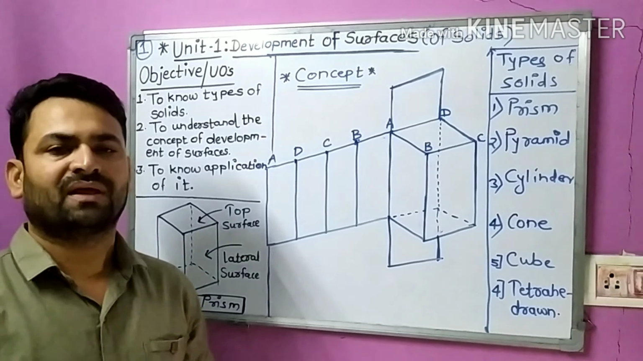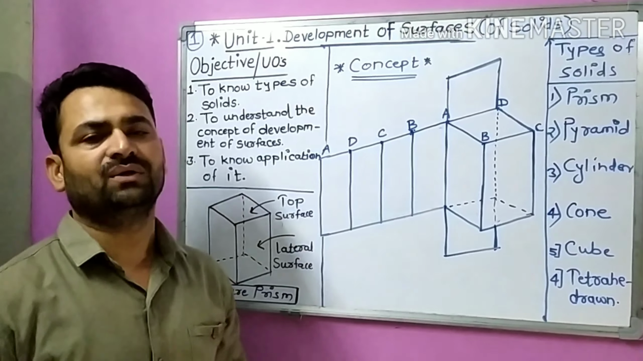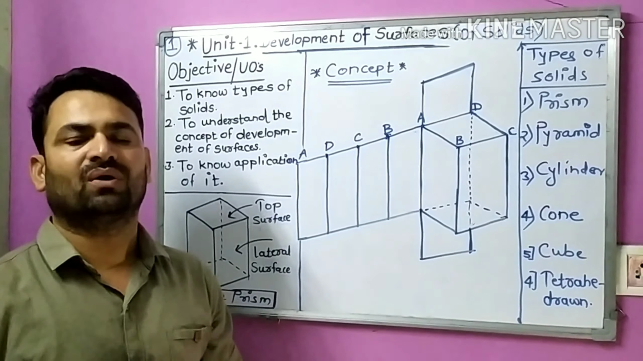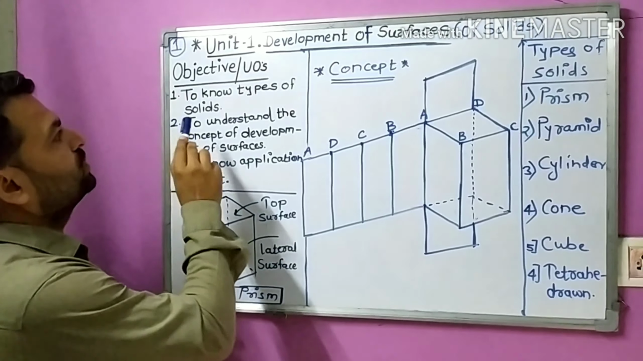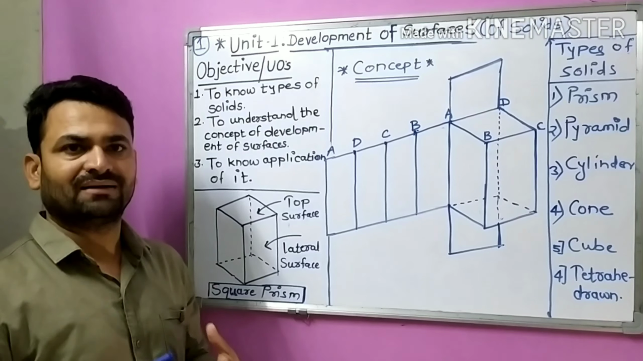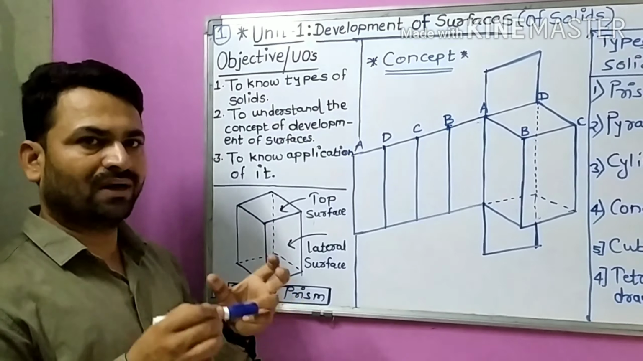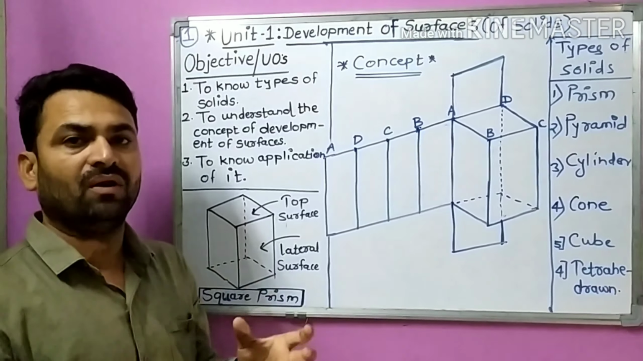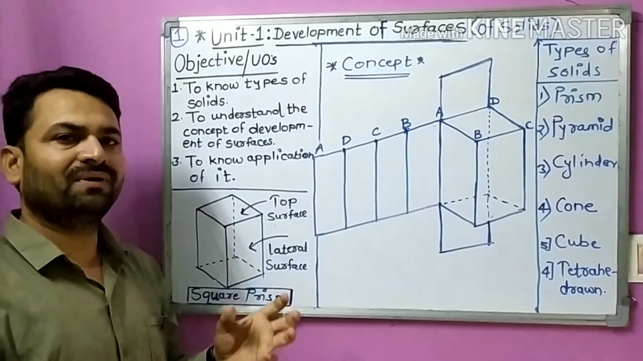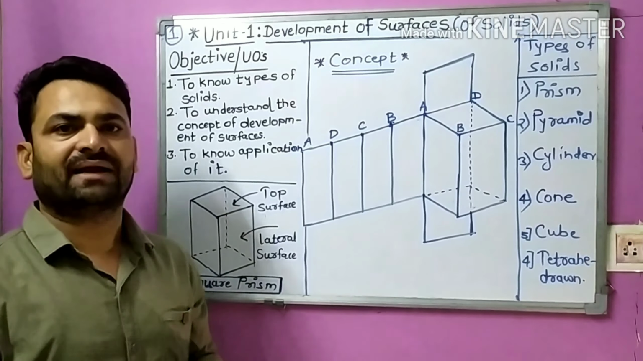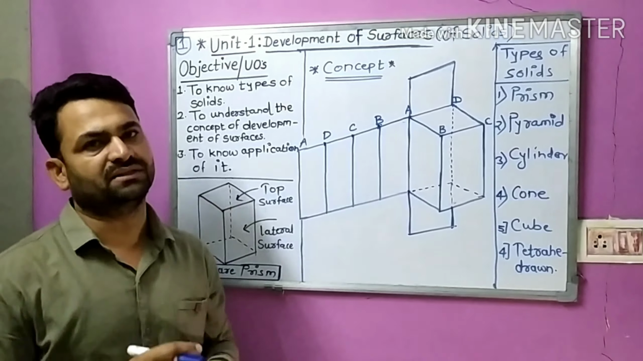surfaces of solid. After seeing this video, the student will be able to understand, or the outcome of this video will be, to know the types of solid, means the student will get an idea about which are the different types of solid. Second, to understand the concept of development of lateral surfaces of solid, and third, the student will be able to know what is exactly the practical application of this development of lateral surfaces of solid in mechanical engineering.